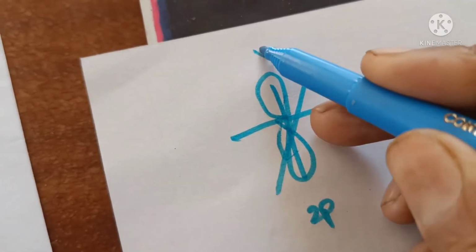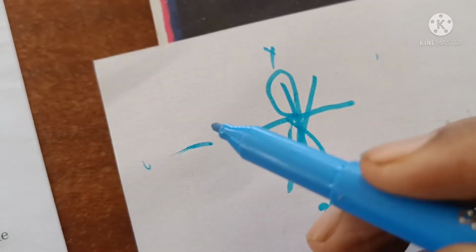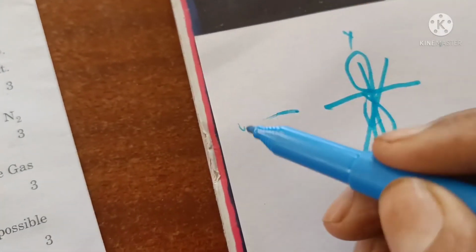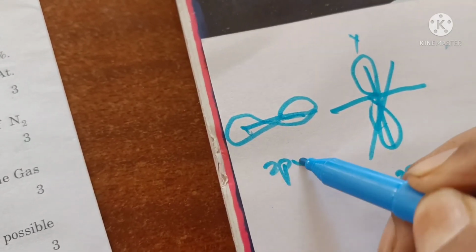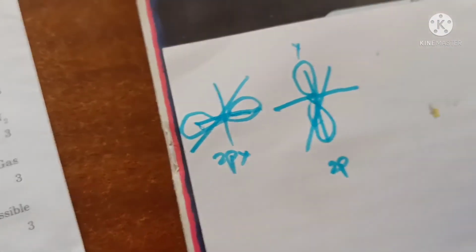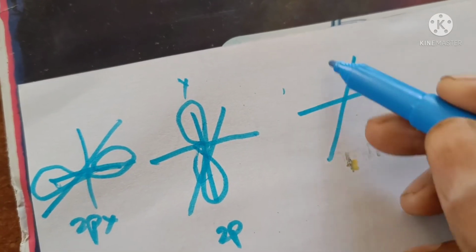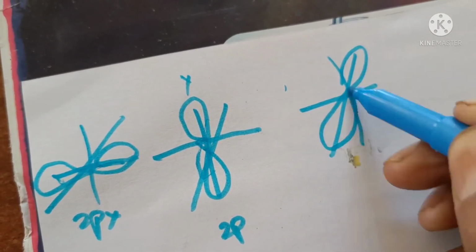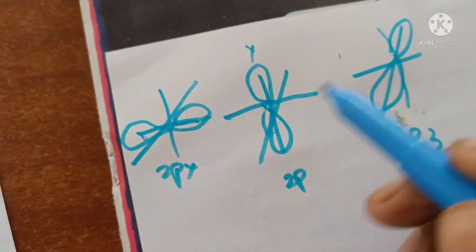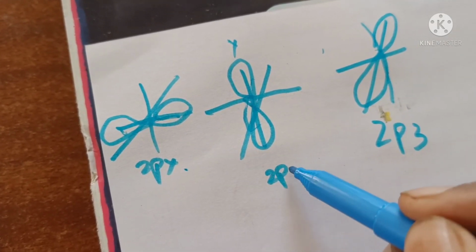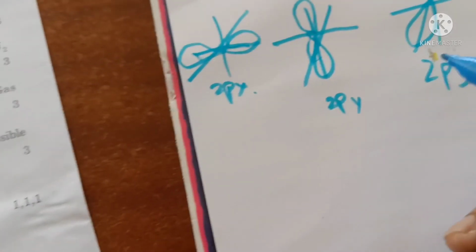Explain the following: the shapes of p orbital. So this is 2py, then this is 2px, and this one is 2pz. So these are the shapes of 2p orbitals: 2px, 2py and 2pz.